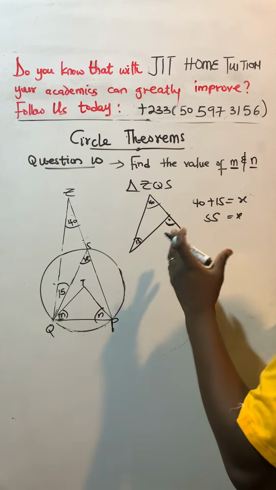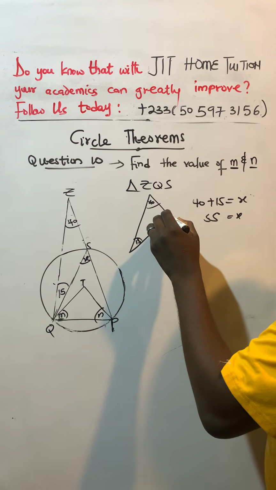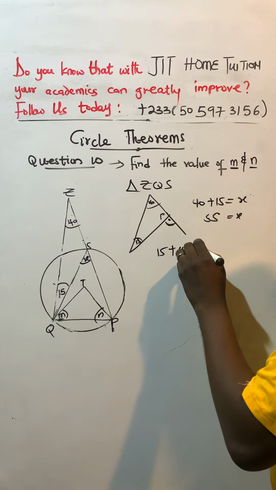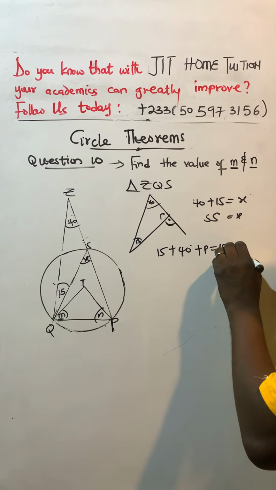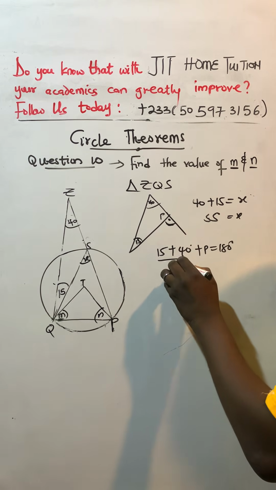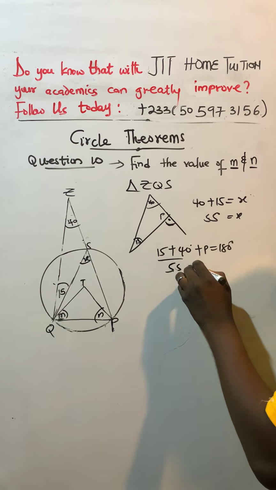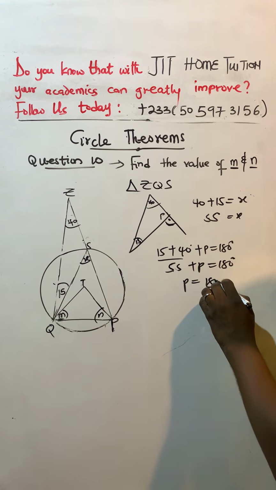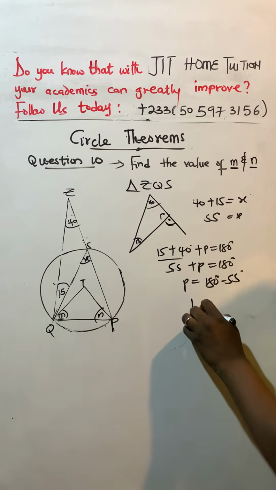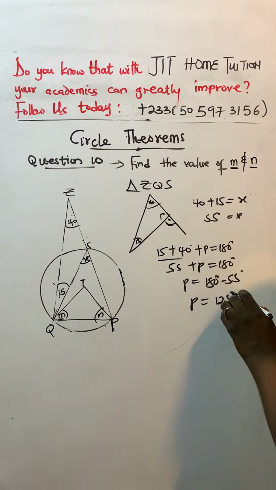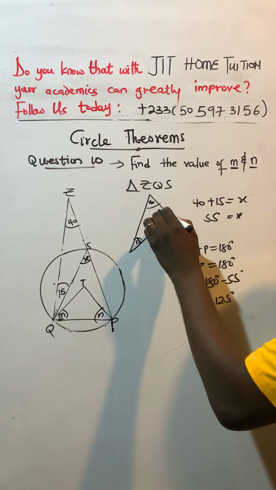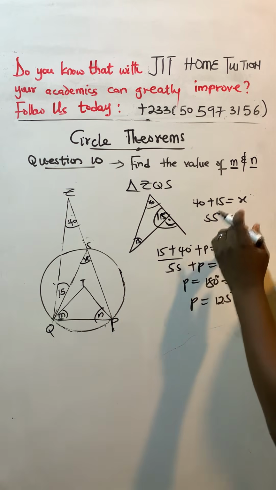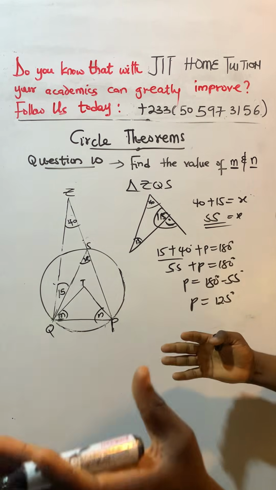Another way that you can also look at it is to represent this side probably by p. So in this case, you have 15 plus 40 plus p equal to 180 degrees. So here will be 55, all right, plus p equal to 180 degrees. p will be equal to 180 degrees minus 55. p will be equal to 125. Now, having gotten it, you use angles on a straight line. Then you come and find the x, which will give you the same 55 that we are talking about.